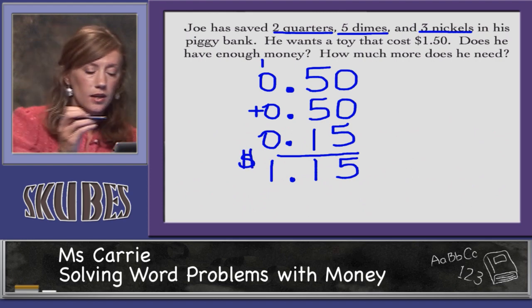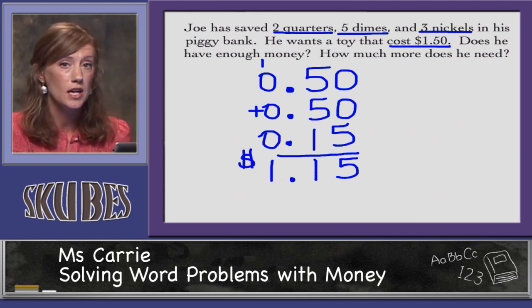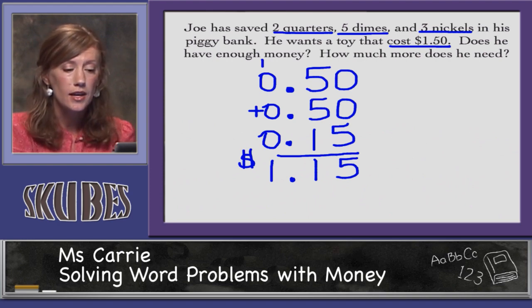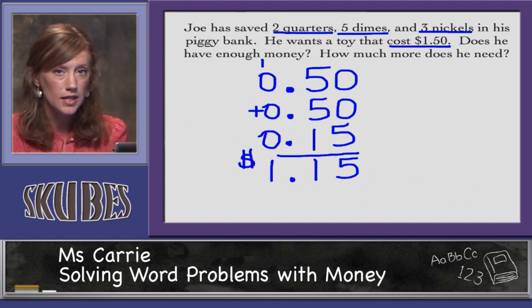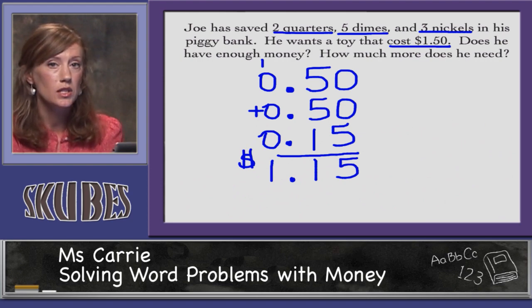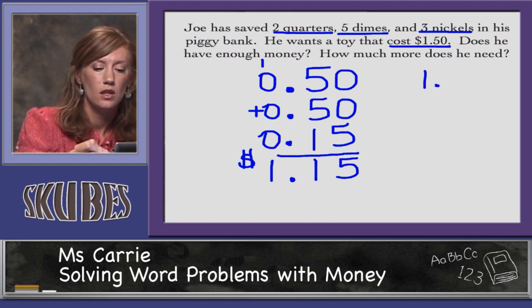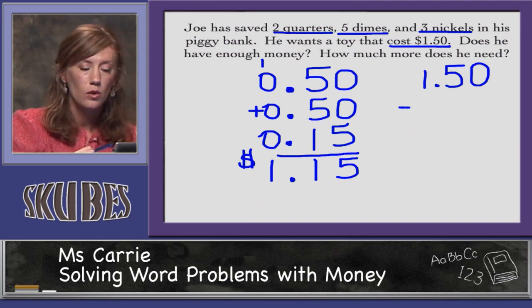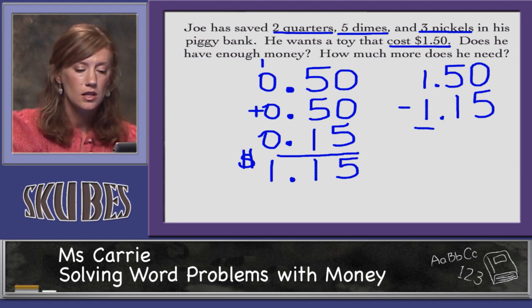Well, he wants a toy that costs $1.50. Does he have enough money? Well, no, he doesn't, because $1.15 is less than $1.50. But the last question asks, how much more does he need? And remember, when we hear how much more or how many more, that always means subtract to find the answer. So we'll take $1.50, that's how much the toy costs that he wants, minus what he has. He has $1.15, and that's going to give us the answer to how much more money he needs.